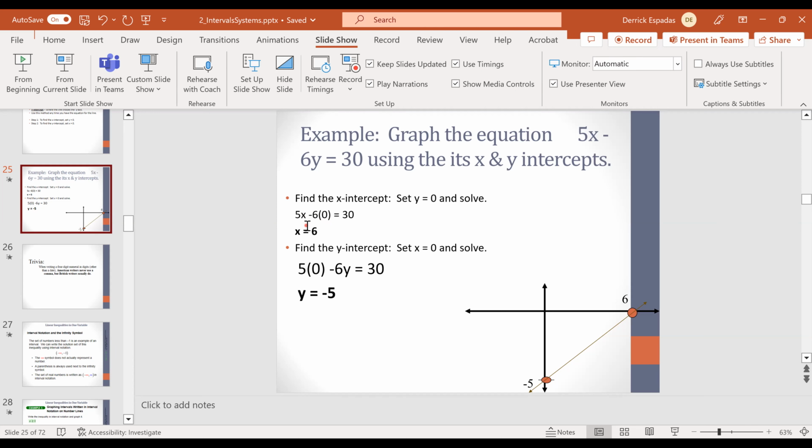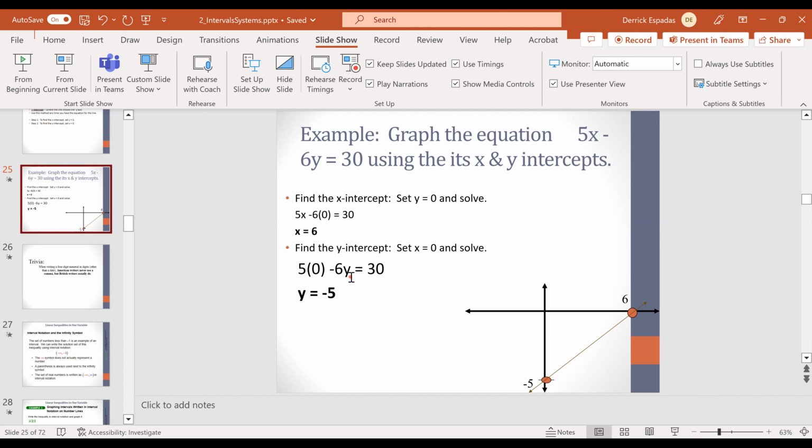All right, and now we can find the y-intercept by setting x to 0. So we're taking the exact same equation. We're making x 0. So 5 times 0 is 0. So we're left with negative 6y equals 30. And we're going to do the exact same concept. We're going to try to get y all by itself. So negative 6y means negative 6 times y. The opposite of multiplication is division. We're going to divide both sides by negative 6.